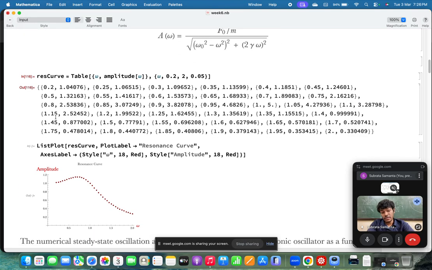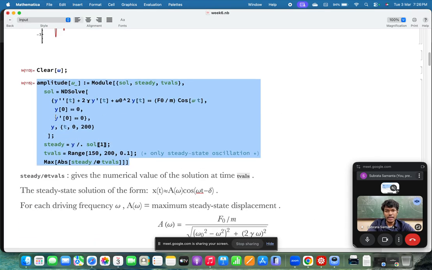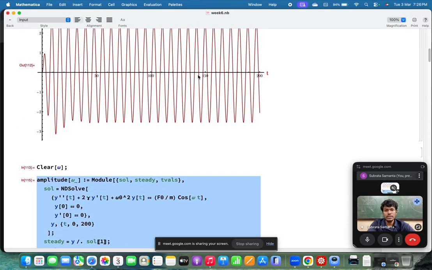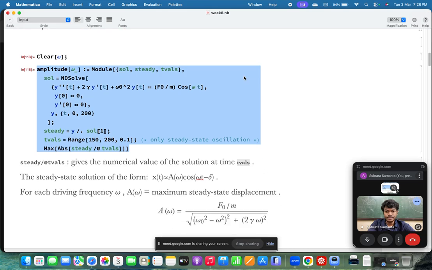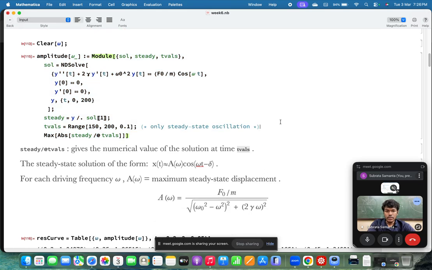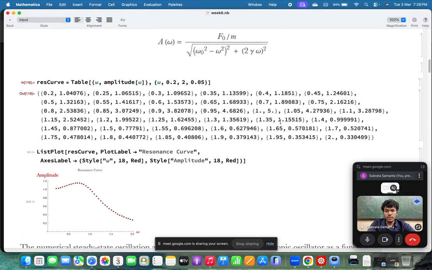So you can also check by plotting these equations for given values of omega, and you can almost expect that at a high t, in the range at least 150 to 200, the steady state must occur. Yeah, so now I plot this.